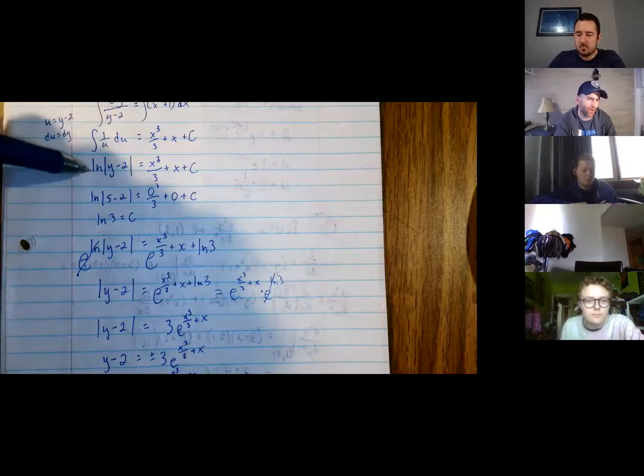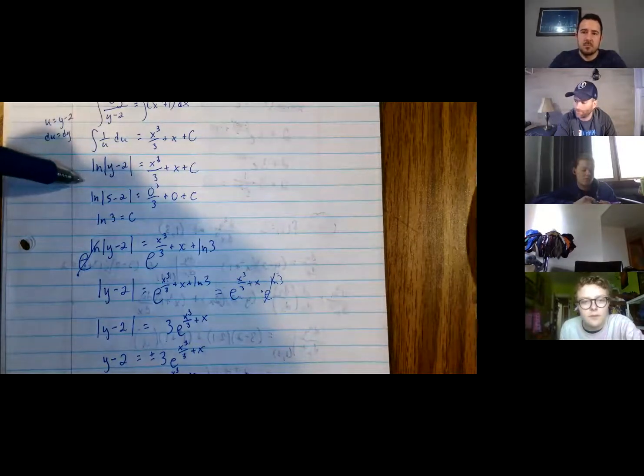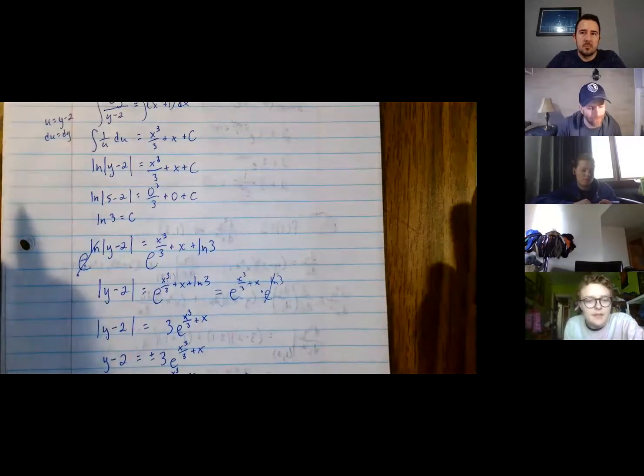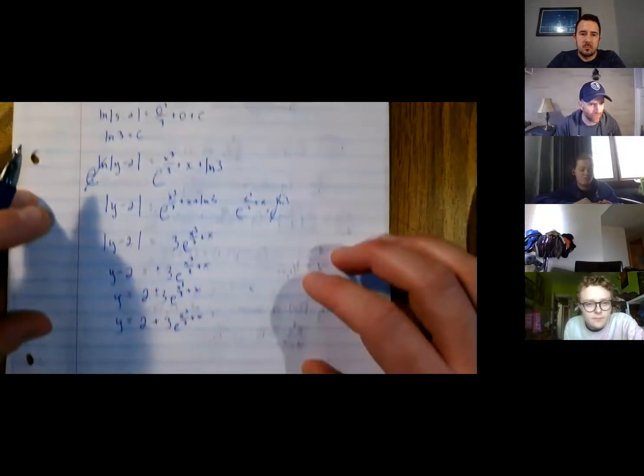So my preference is always to solve for C at this step. Never solve for y initially. Get the value of C and then solve for y. Can you show the answer again? Can I show what? The answer. Oh, sure.